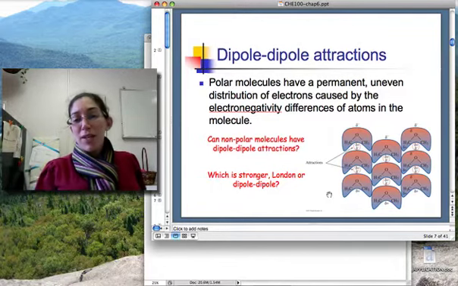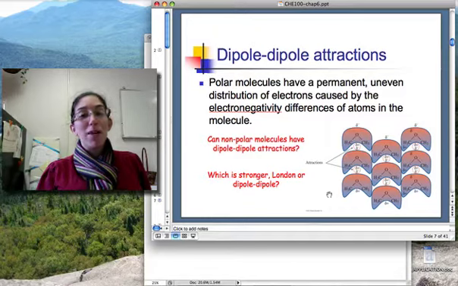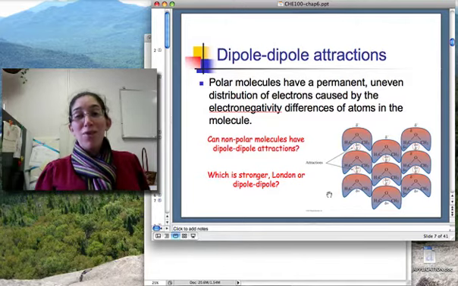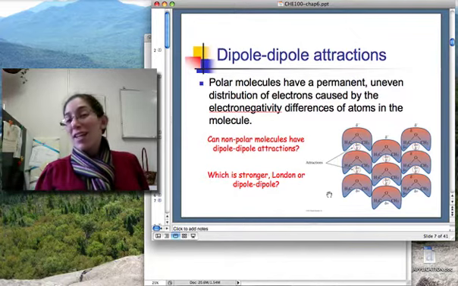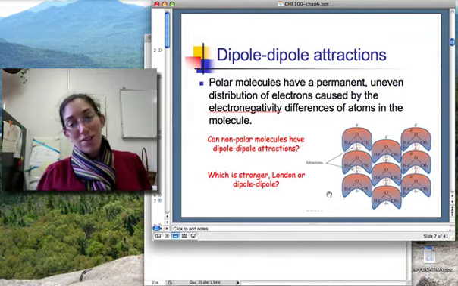So here's a question for you. Can nonpolar molecules have dipole-dipole attractions? No, they cannot. Why? They don't have dipoles. If a molecule is not polar, then it cannot have dipole-dipole attractions.